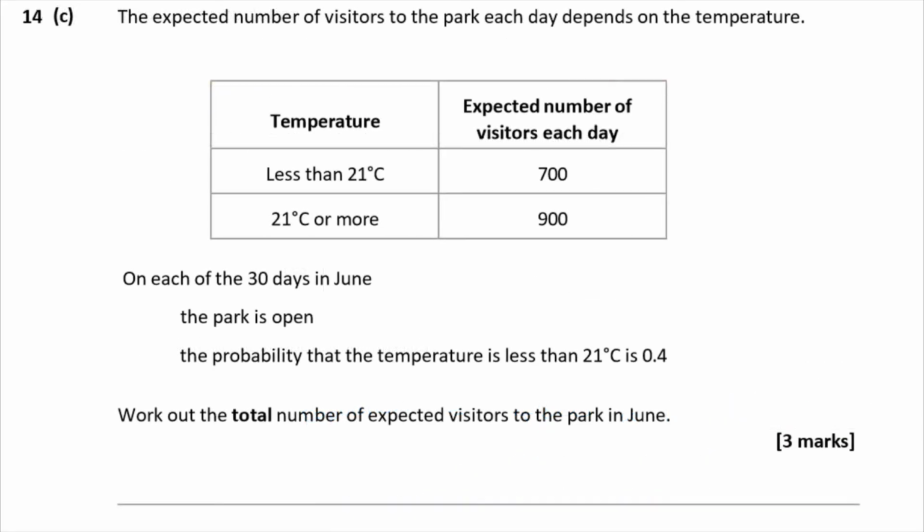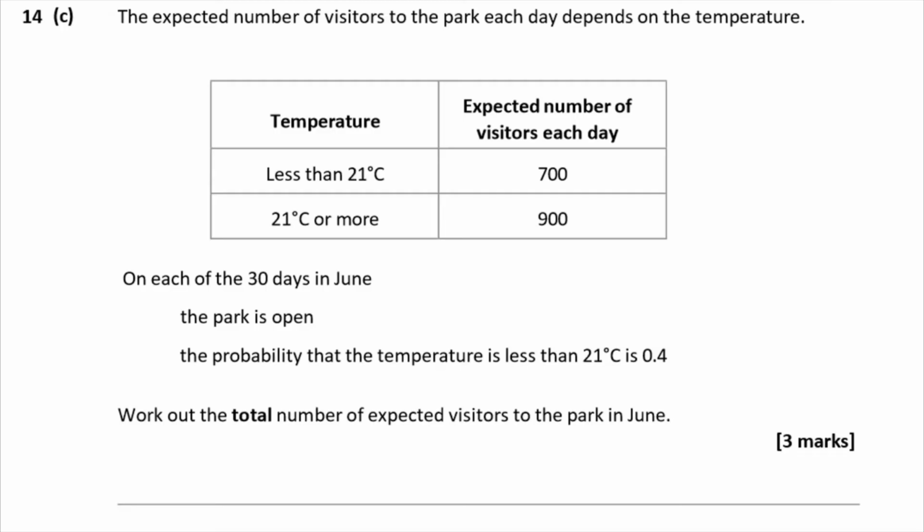Part C says the expected number of visitors to the park each day depends on the temperature. So when the temperature is less than 21 degrees, they get around 700 visitors each day, and when it's 21 degrees or more, they get 900 visitors per day. On each of the 30 days in June, the park is open, and the probability that the temperature is less than 21 degrees is 0.4. So work out the total number of expected visitors to the park in June.